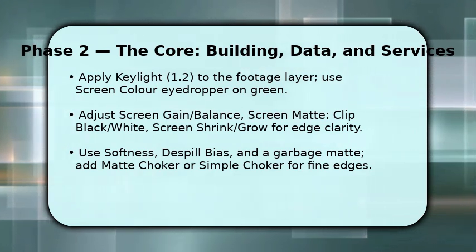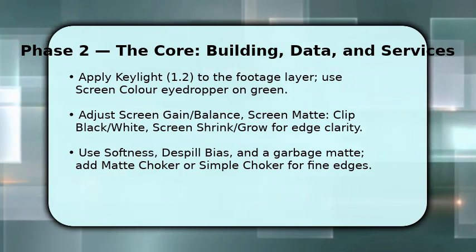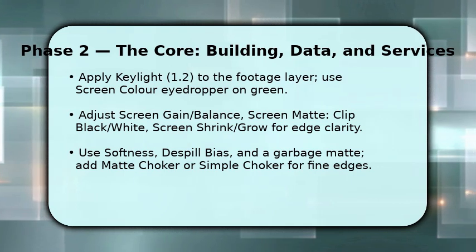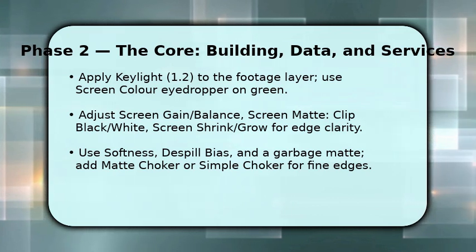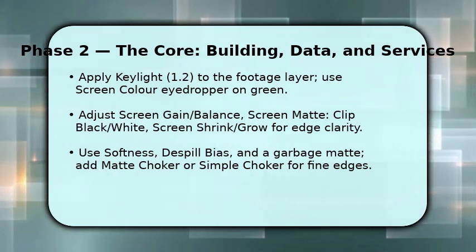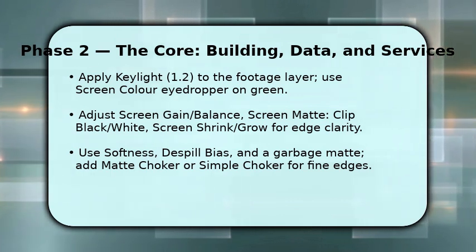Once the initial key is good, open screen matte and adjust clip black and clip white to tighten the foreground and eliminate holes. If edges are harsh, apply matte choker or simple choker and soften slightly. Also use a garbage matte to exclude unwanted areas before final cleanup.